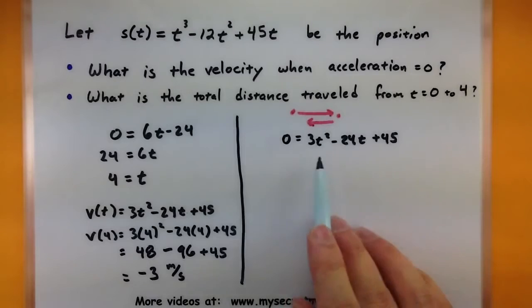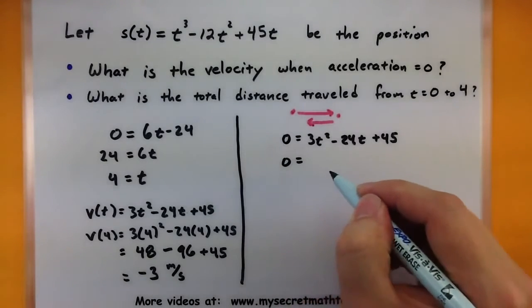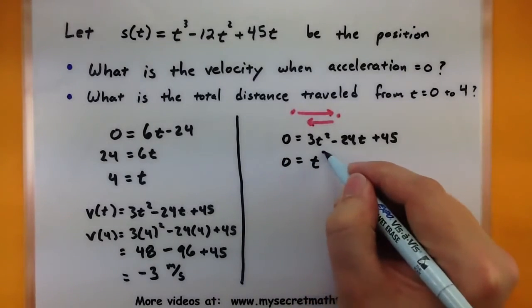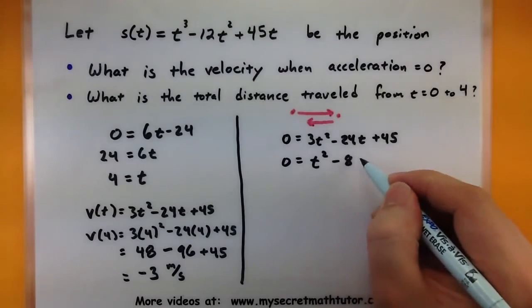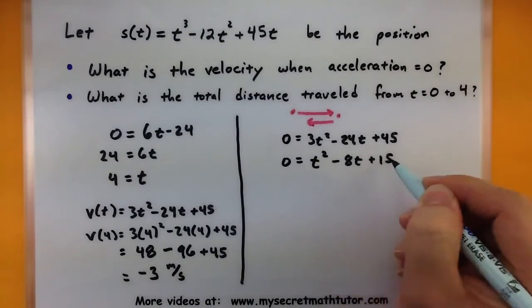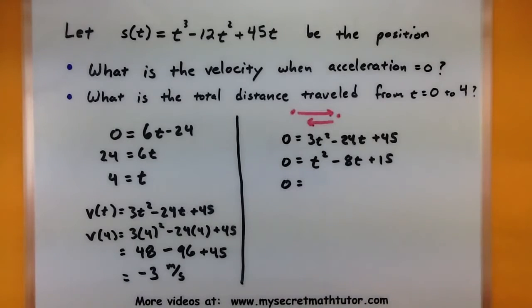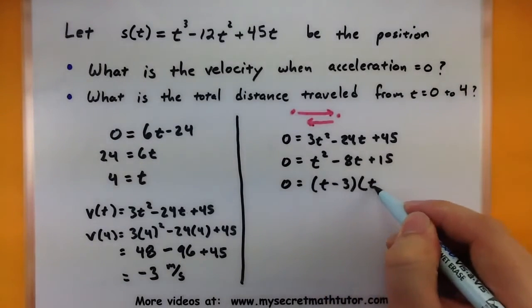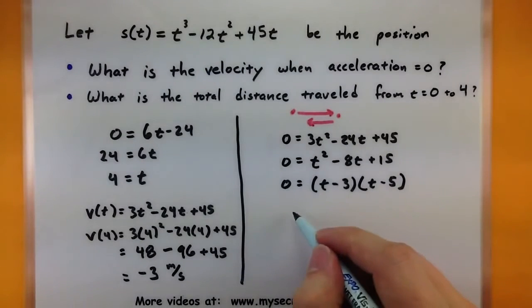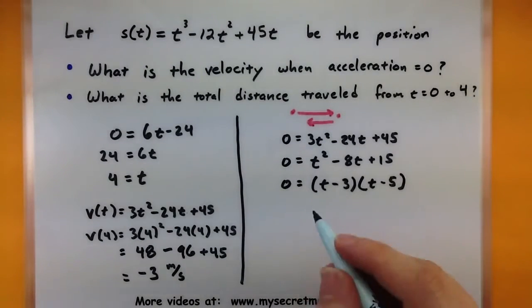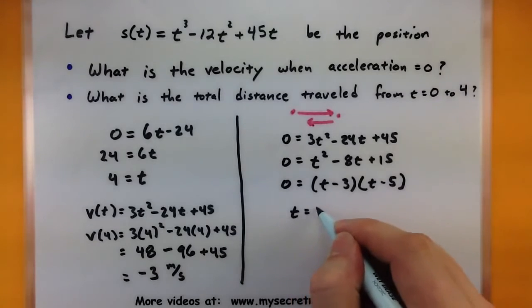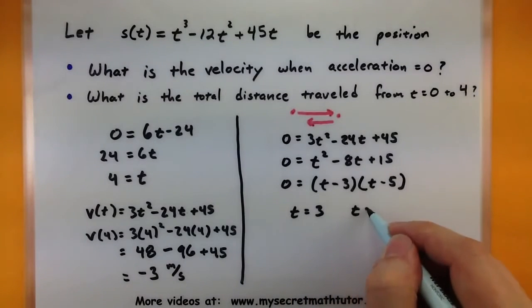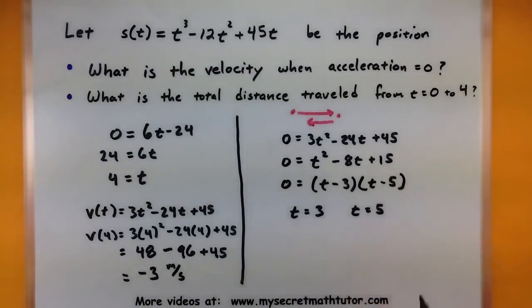All right, so let's see. Everything in here is divisible by 3, so I can make the numbers just a little bit smaller. T squared minus 8t plus 15. And it looks like this definitely factors into a t minus 3 and a t minus 5. So I know that my velocity will equal 0 at two spots, when t equals 3 and when t is equal to 5. Now, just that information right there is not enough to see whether it actually changes direction.